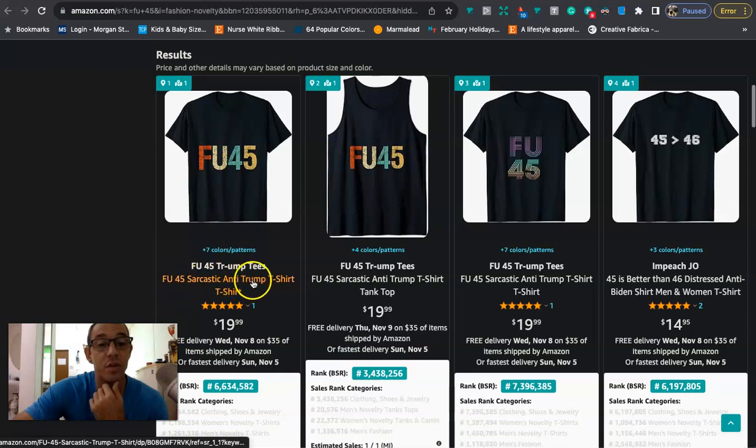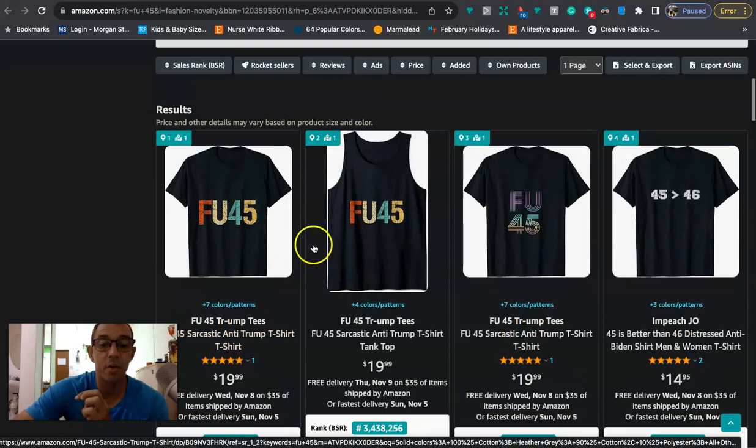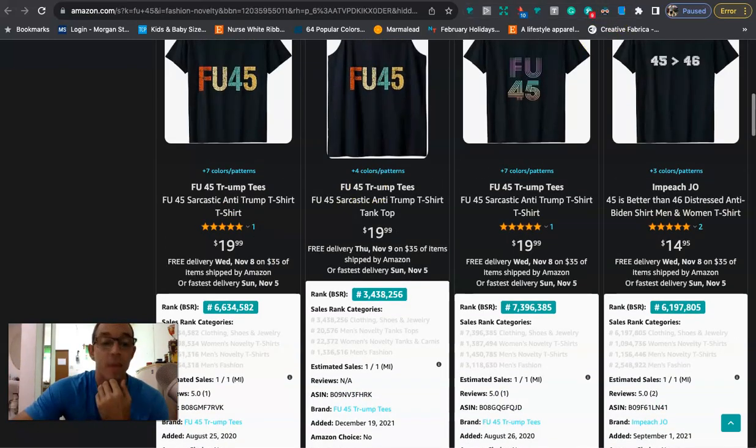Now this one is using Trump. Me personally, if I were to do this, I would just do FU45 and that's it. I wouldn't even put anything that says Trump, MAGA. Just keep it very simple, and we can see that these are selling. Again, not the best BSRs, but this is a strategy that you can use to get sales in the Trump niche if you want to sell Trump shirts, but you're afraid of using the word Trump because you might get your account in trouble.